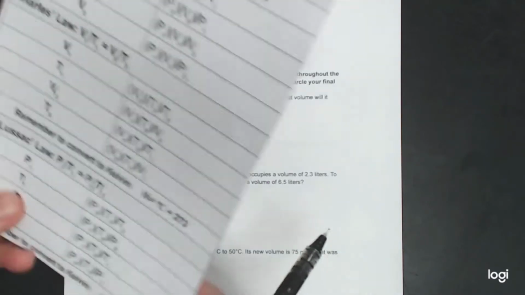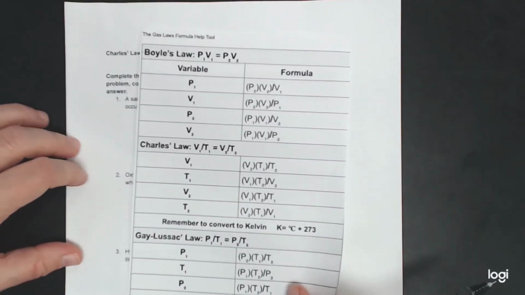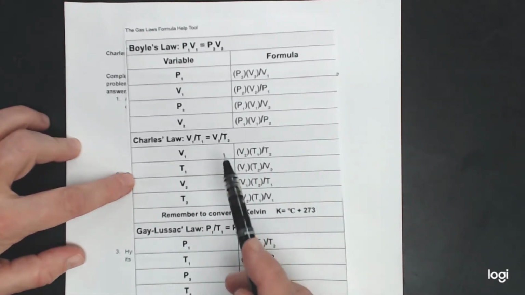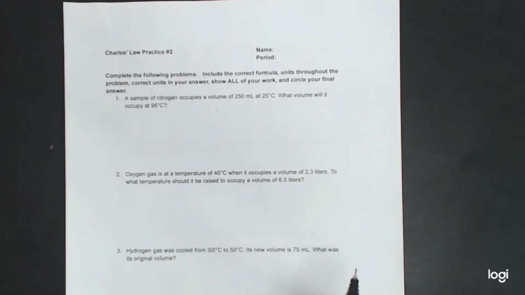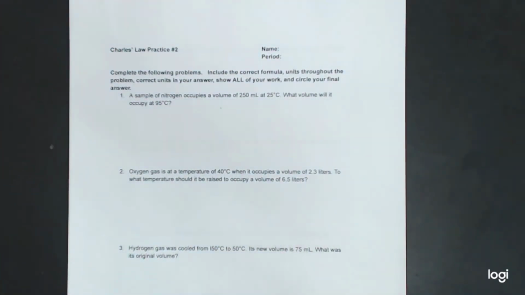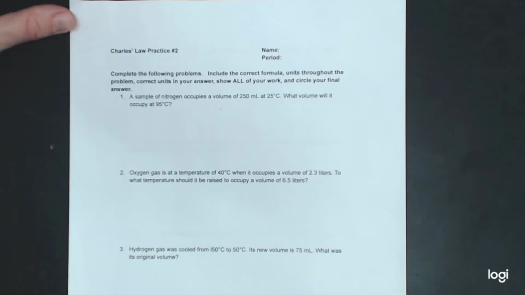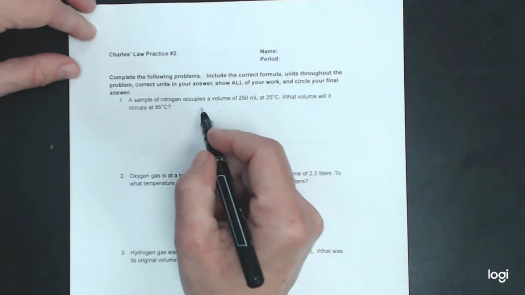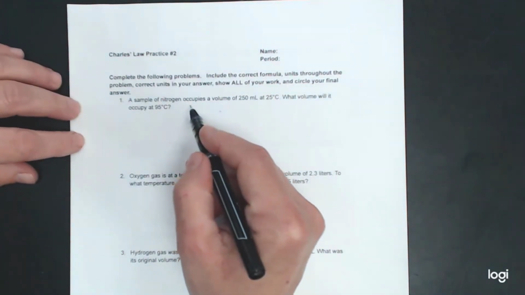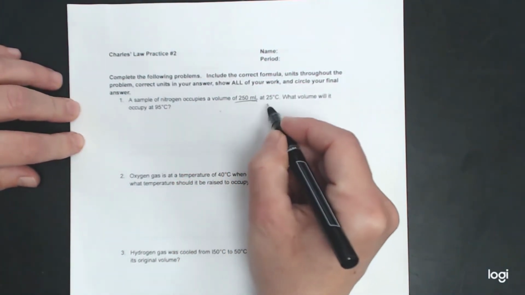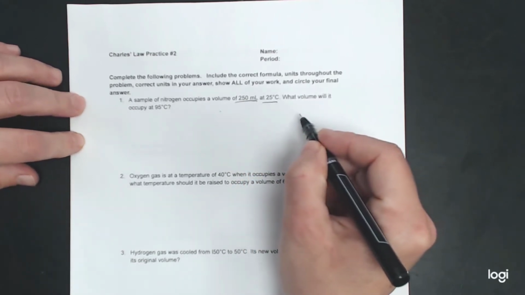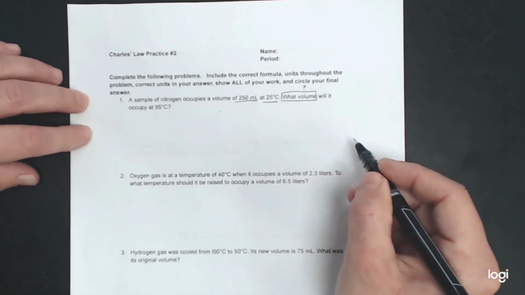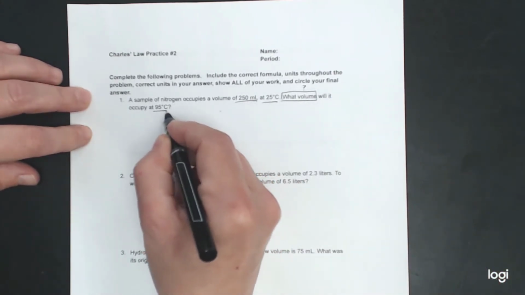Also know, you guys, I will be using the little help tool that I gave you. We're going to be focusing on Charles Law, that series of formulas in the middle of the page right here. Okay, let's get started. It says a sample of nitrogen occupies a volume of 250 milliliters at 25 degrees Celsius. There's a bunch of information right there. So we've got nitrogen, a gas, with a volume of 250 milliliters at 25 degrees Celsius. And we want to know what volume, which we don't know, it will occupy at 95 degrees Celsius.